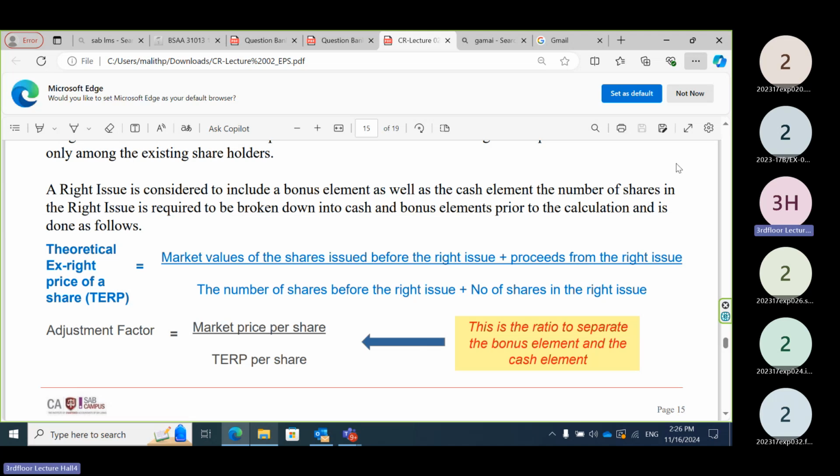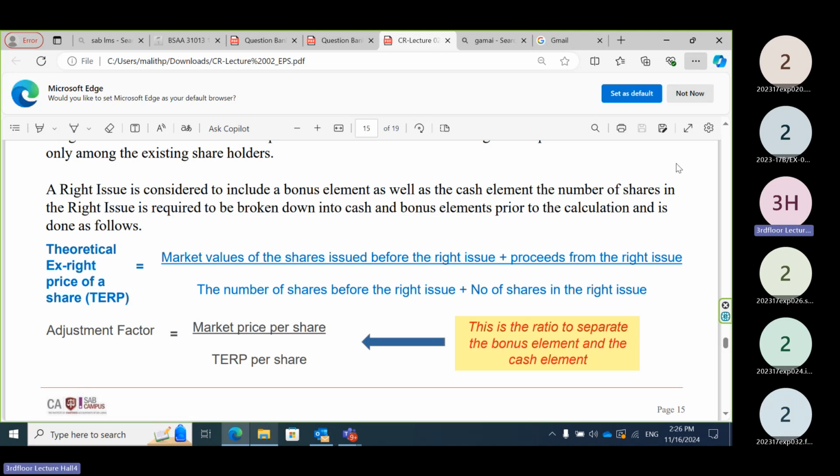Definitely, it's a 1 point figure. Right? 1.05, 1.058. This is the adjustment factor.